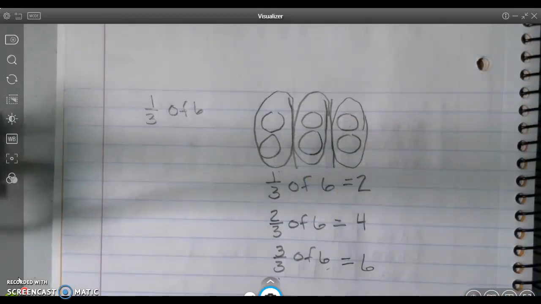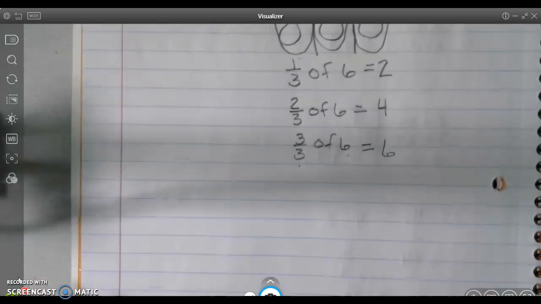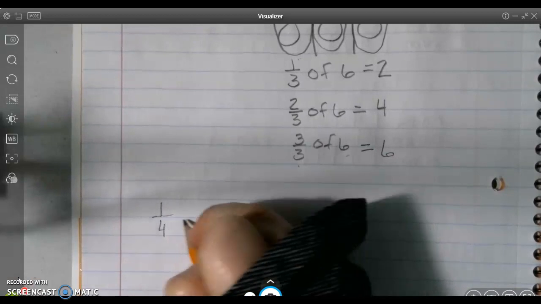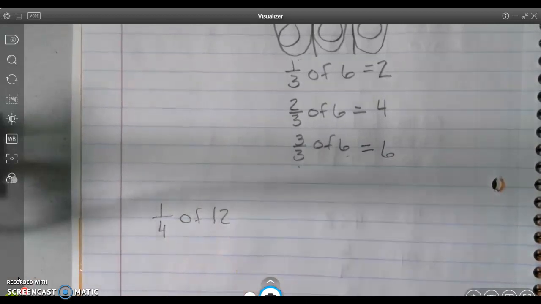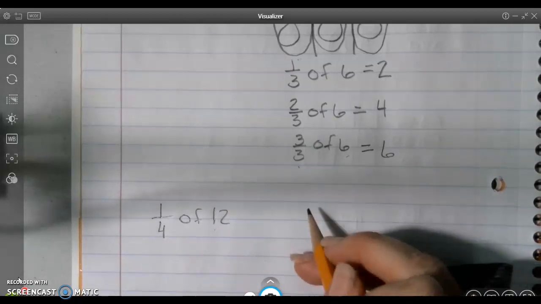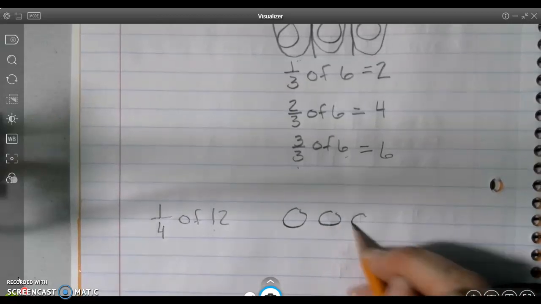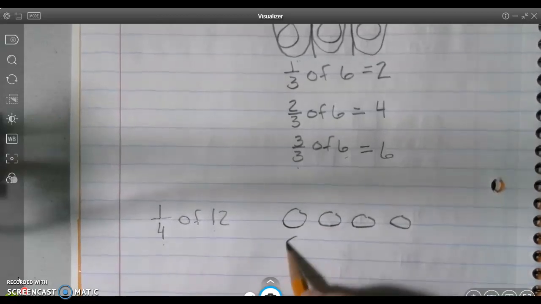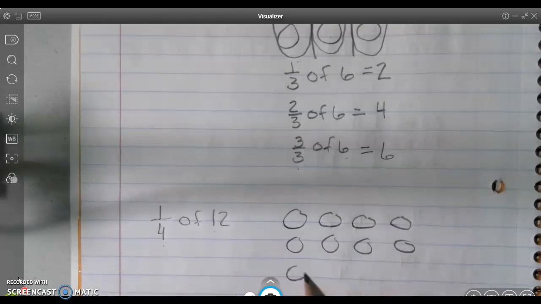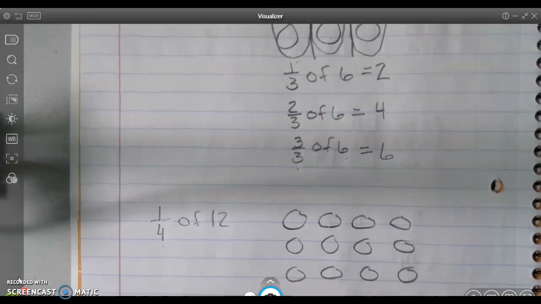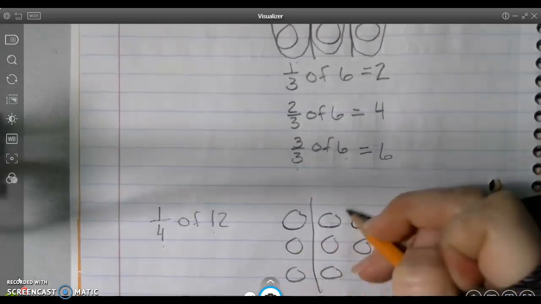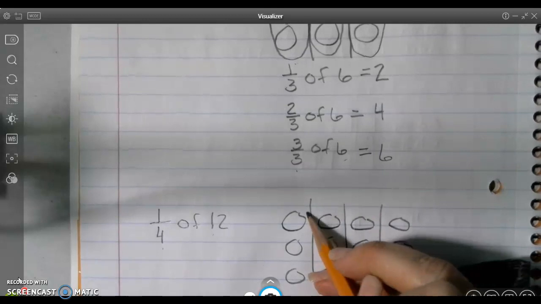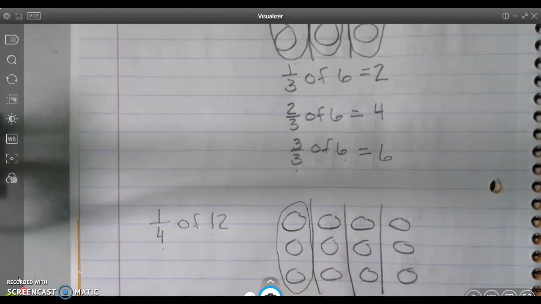How about if Mrs. Twinter said 1/4 of 12? Well, how many do we have? 12. 1, 2, 3, 4, because there's fourths, right? If I said 1/4, that would be 3, right? So 1/4 of 12 equals 3.